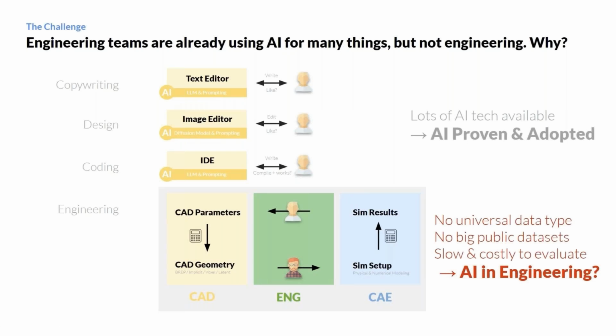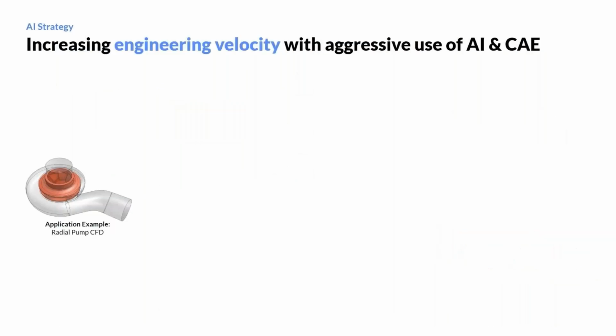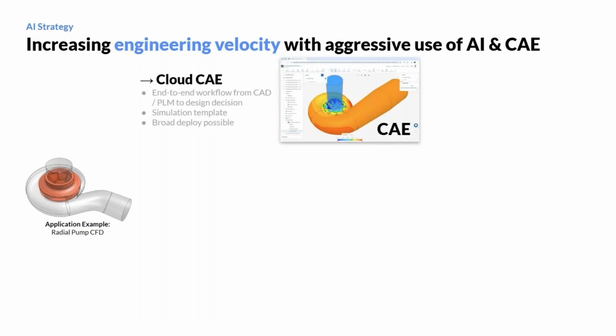There are not many universal data types available. There is no big public data set, so it's much harder for AI models to make sense or provide value in this space, right? SimScale's AI strategy wants to change that, at least in the field of providing physics information, so what we so far call simulation. And I'll show you quickly how we want to do this.